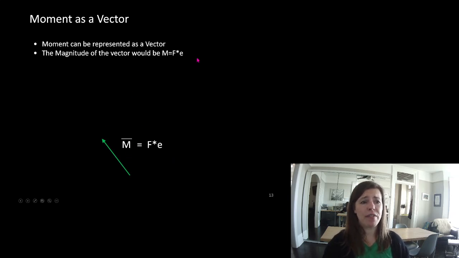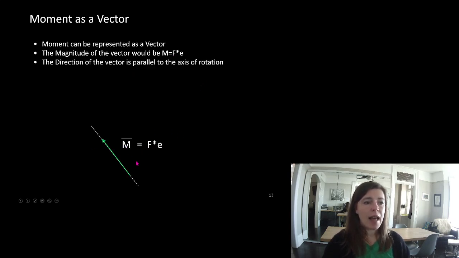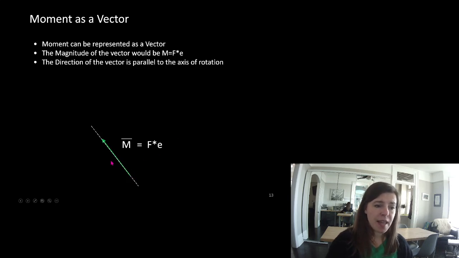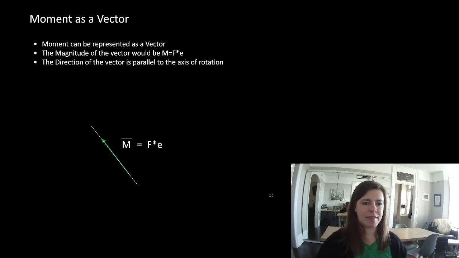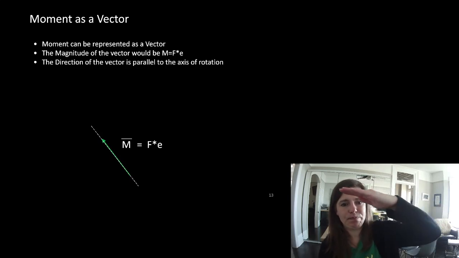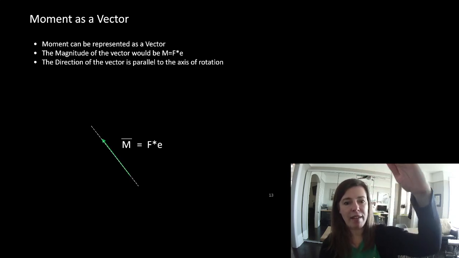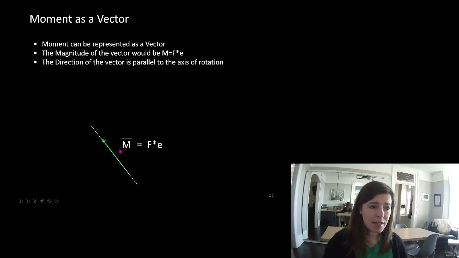So the magnitude of the vector would be force times eccentricity, and the direction of the vector is parallel to the axis of rotation. So what we're saying is this is the axis that the moment is trying to spin about. It's trying to spin that way. All right, so if that's our axis, it's trying to spin about that axis. Okay, so that is what the direction of the vector is.